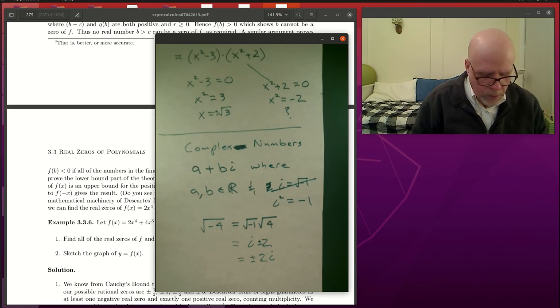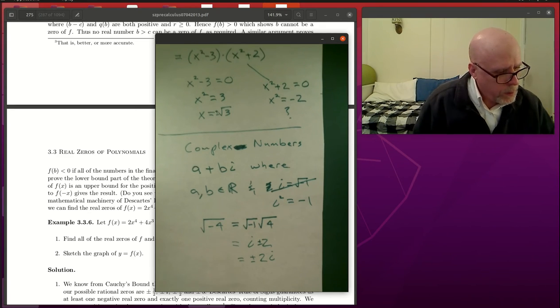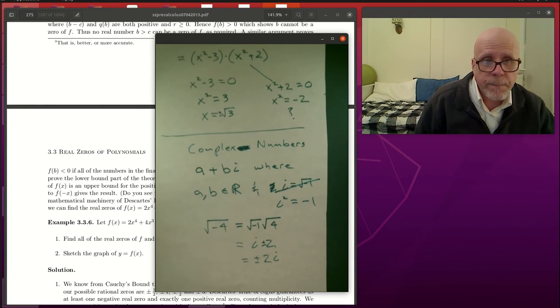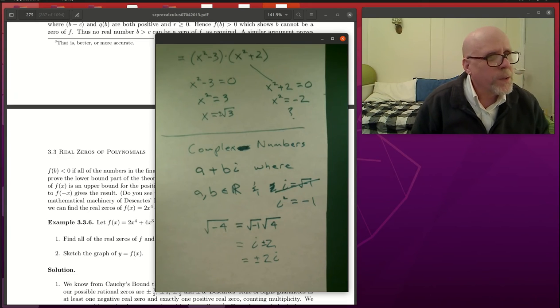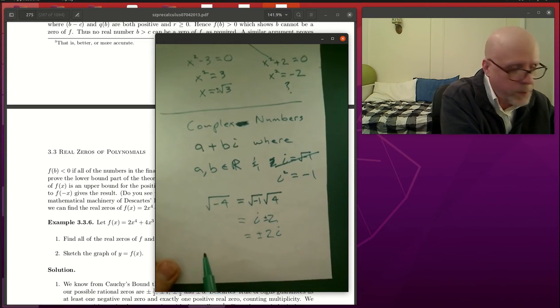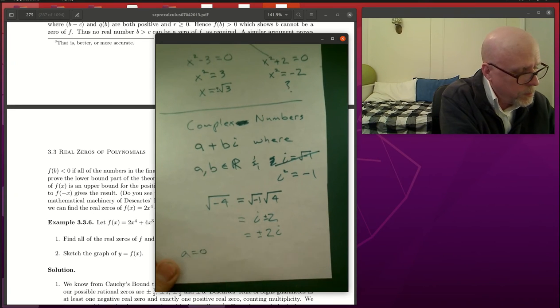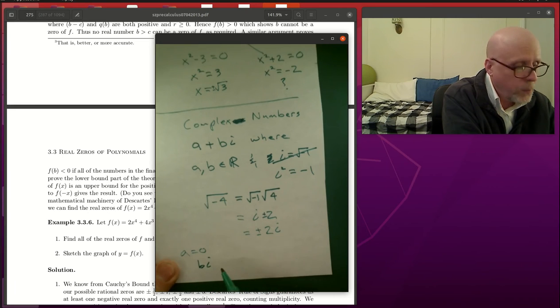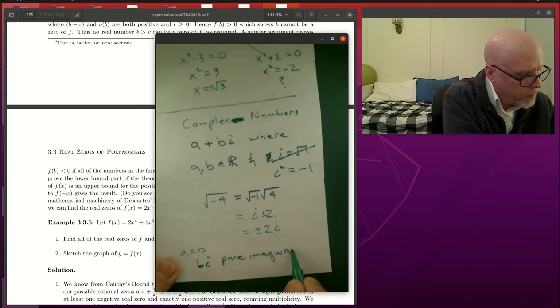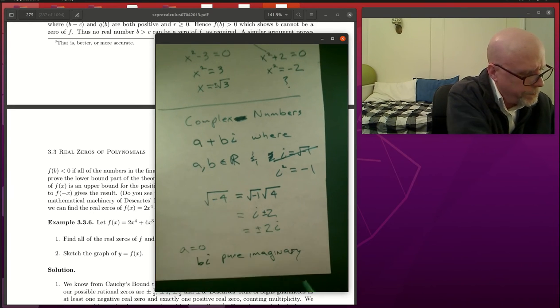All right, so if you have a complex number, it's going to look like this: a real number plus a real number times i. Either one of those real numbers could be 0. So what do you get if, for instance, a equals 0? Well, then you're just going to have something like bi. In other words, this is called a pure imaginary number because it has no real part. It just has something that's multiplied times i.